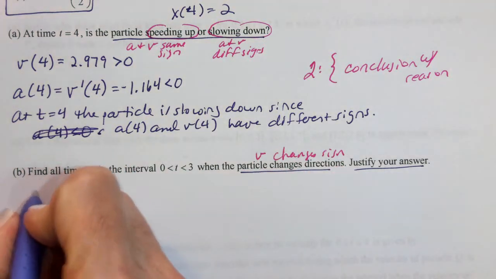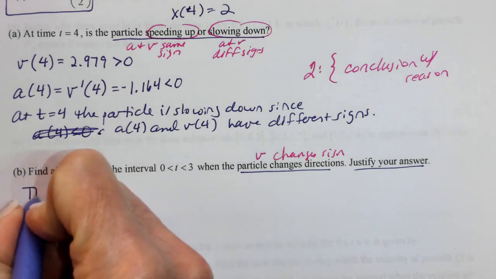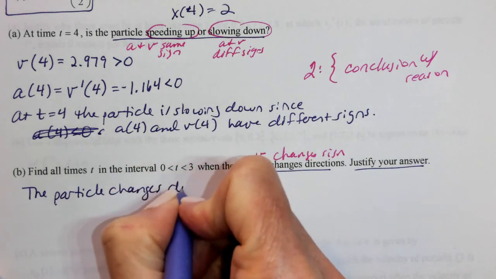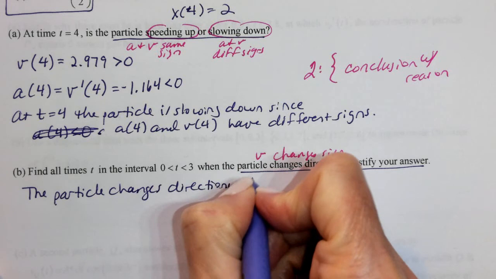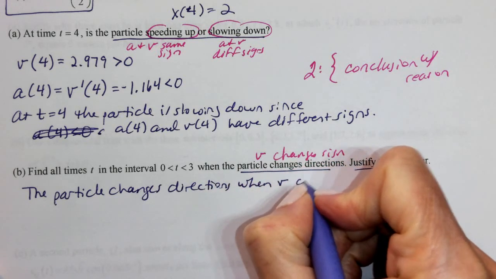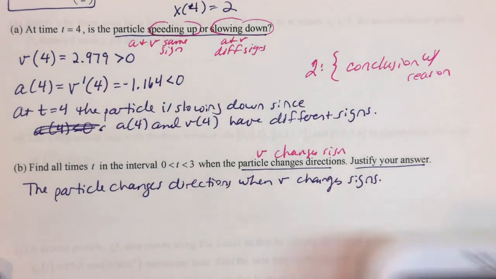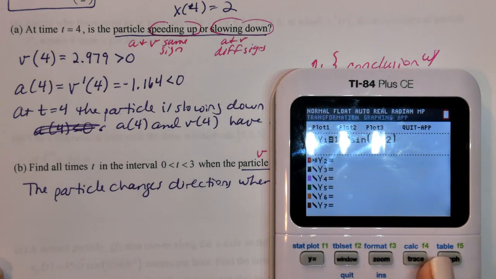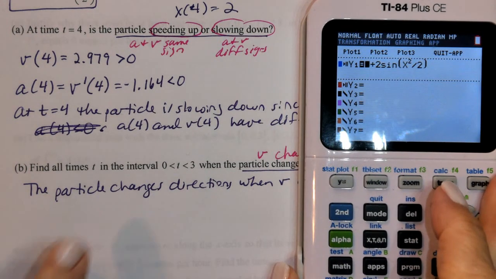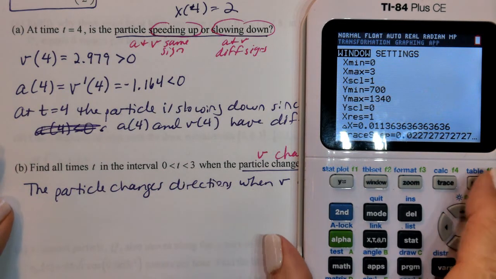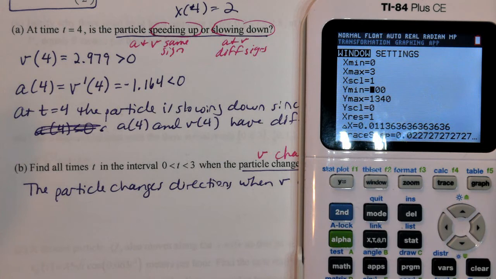Okay, so I think I'm going to write that. The particle changes directions when V changes signs. And now I'm going to find out when that is. So I have my equation for velocity in here. I only am interested in 0 to 3. And I have no idea what to make my y min and y max. So I think I'm just going to make it -5 to 5 and go from there.